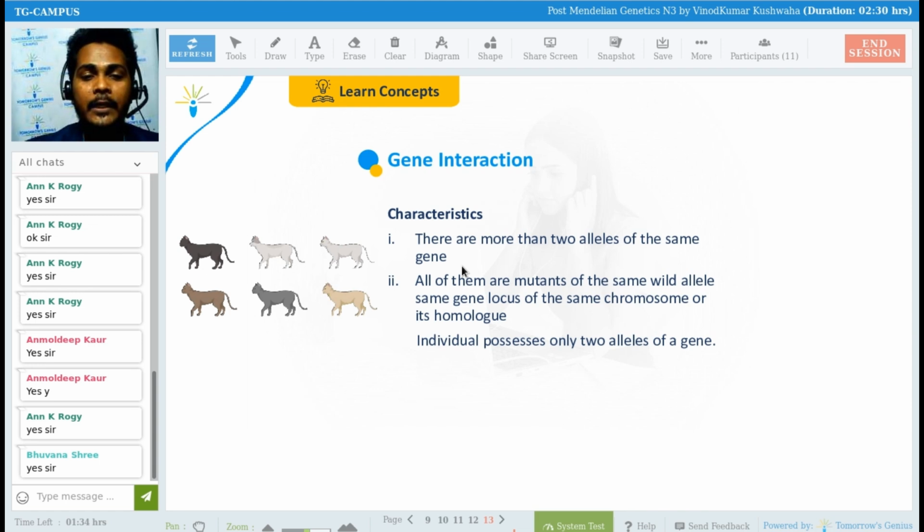Okay, now let's try to understand a few examples. You have to remember this: there are more than 2 alleles of the same gene, and all of them are mutants of the same wild allele. They occupy the same gene locus of the same chromosome, and a diploid individual passes only 2 alleles of the gene.